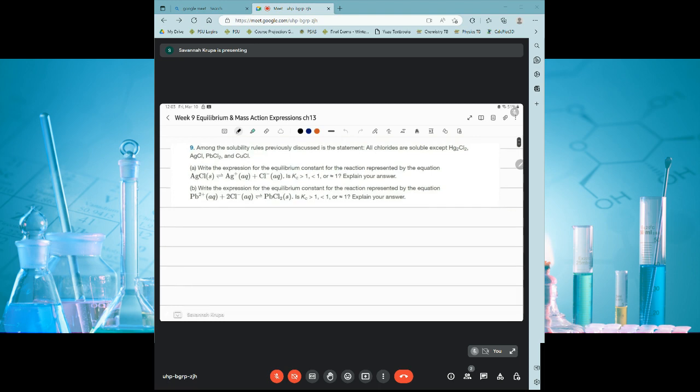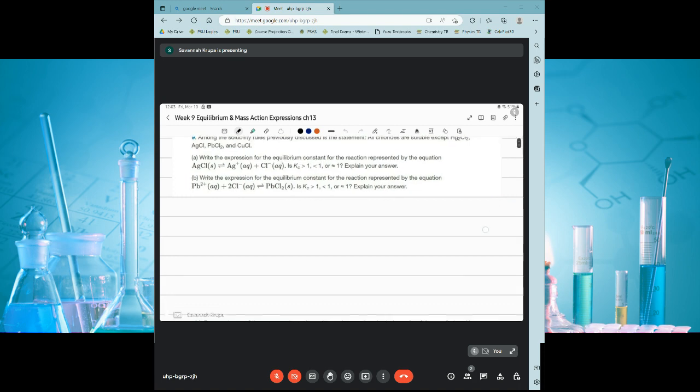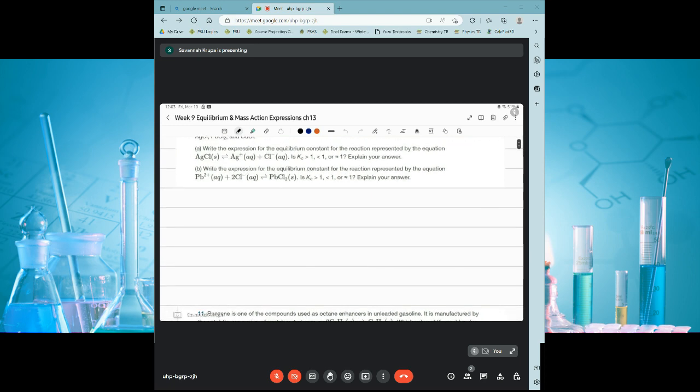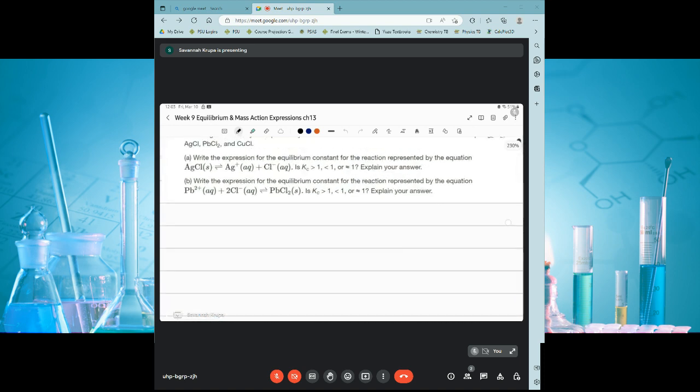And it reads, among the solubility rules previously discussed in the statement, all chlorides are soluble except for Hg2Cl2, AgCl, PbCl2, and CuCl. Write the expression for the equilibrium constant for the reaction represented by the equation, that one right there, as well as write the expression for the lead and the chlorine reaction. And it is asking us what the constant value will be, if it's going to be above 1, below 1, or equal to around 1.